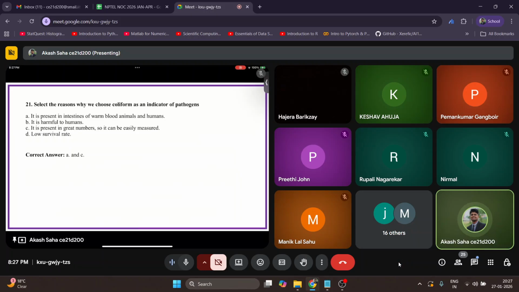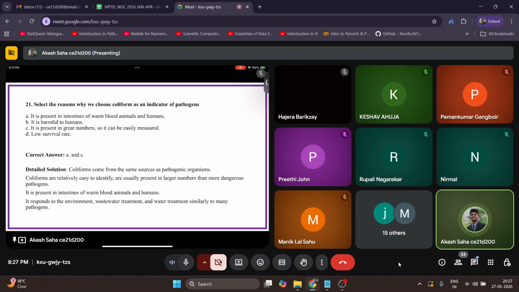So both A and C are correct because it is present in the intestines of all the warm-blooded animals and humans. With the feces, it is also present there, and they are present in large numbers so that they can be measured easily. But it is not harmful to humans. Always remember that coliforms as such are not harmful, but if they are present, it means that other pathogenic bacteria or microbes are also present. So that's why we use them as an indicator organism.